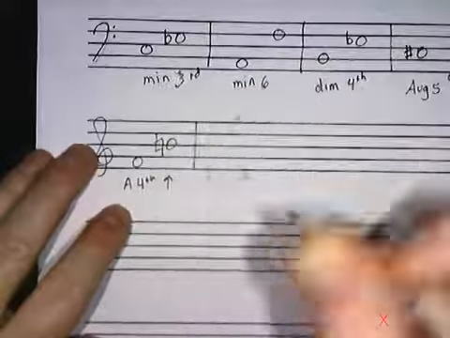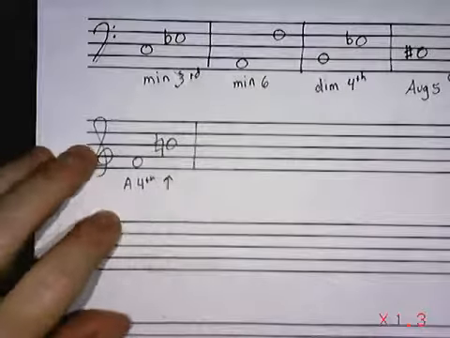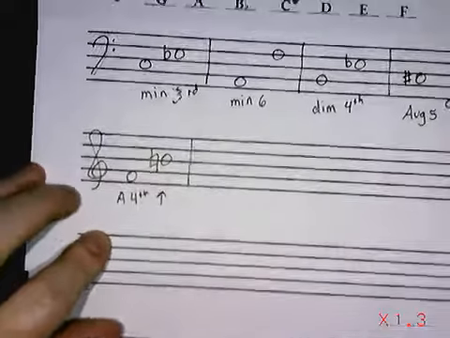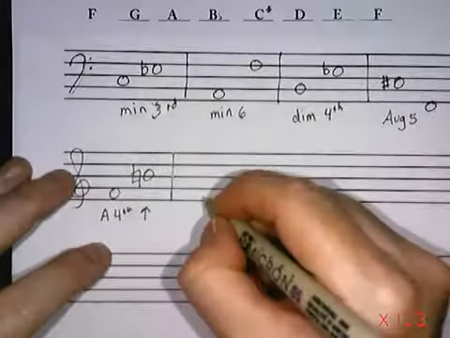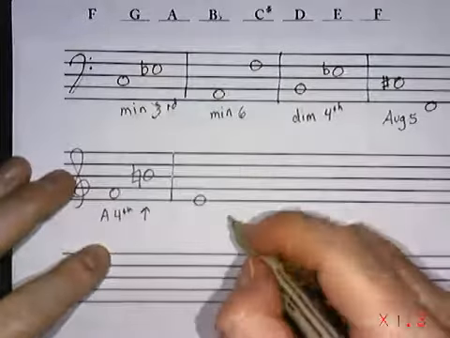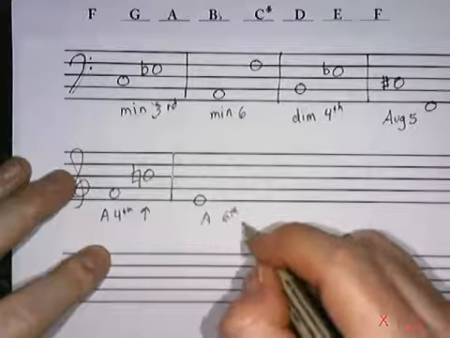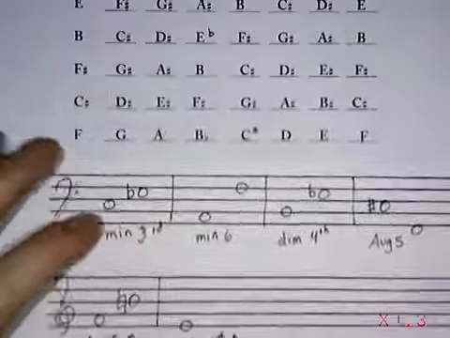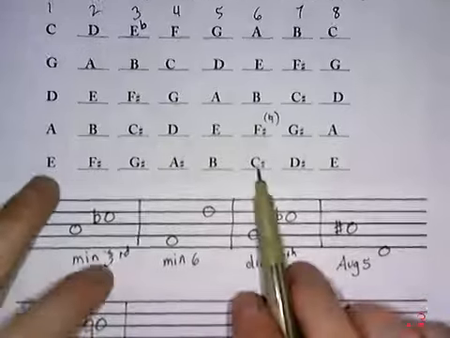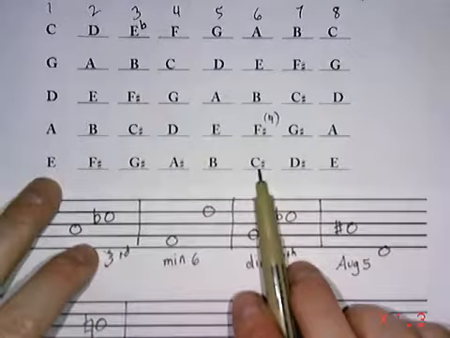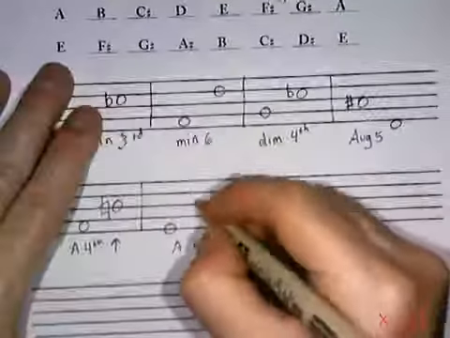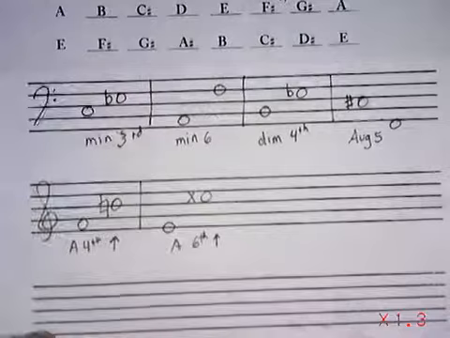Now, I want to just remind you, it's correct whether you write the natural or not. I write it because it helps my thought process. Let's do an augmented sixth from E. Okay, so augmented sixth up from E. Let's go to the E major scale, and I look for the sixth note, which is C sharp. In the flow chart, you see that if I raise a sharp, it becomes a double sharp. Therefore, my answer is C double sharp.